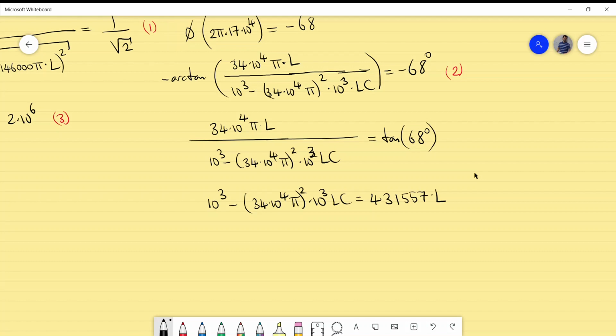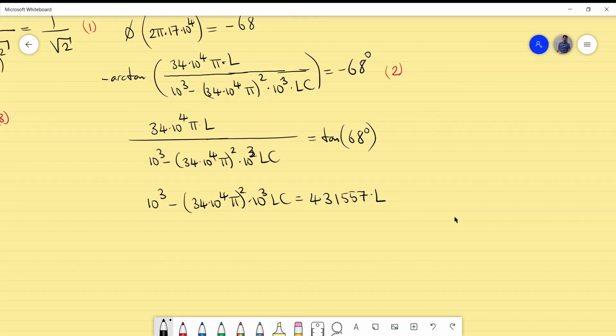That's actually the answer for this: 34,000 pi divided by tangent of 68 degrees will be this number times L, of course. If you now rewrite this, what you have is the following. You will have LC in a final form: 1000 minus 431,557 times the L divided by 1000 times the frequency what we have there, and pi completely squared. This is actually the situation.